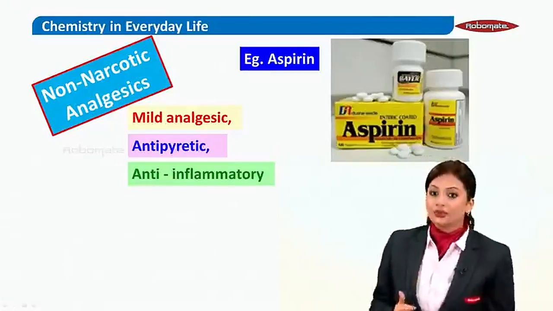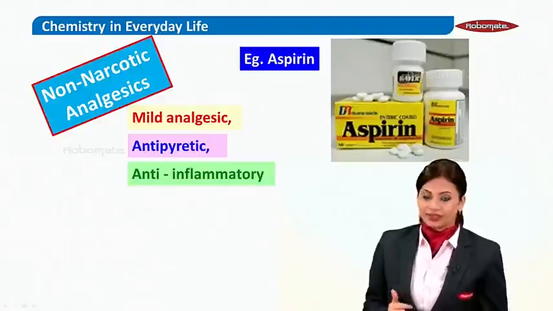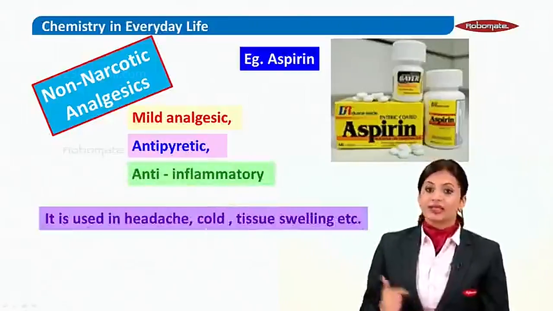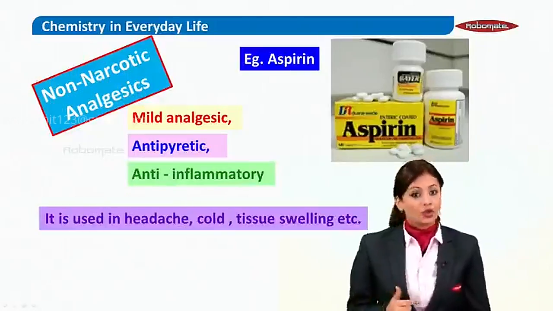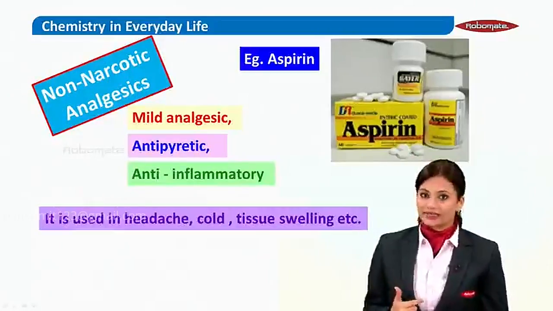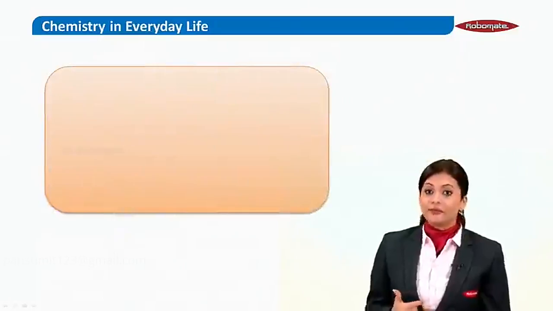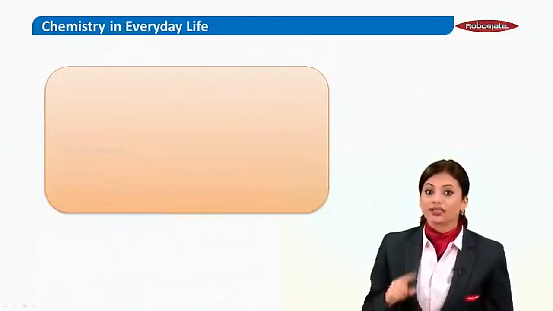Also, they can be used as anti-inflammatory. They can be used during headaches, during colds and also during any tissue swellings. Now let's see, the example of non-narcotic analgesic was aspirin.